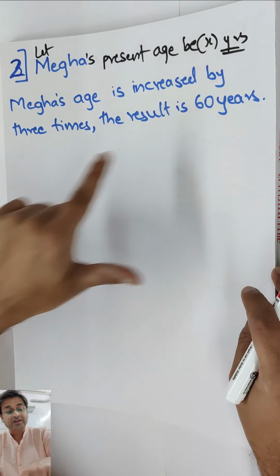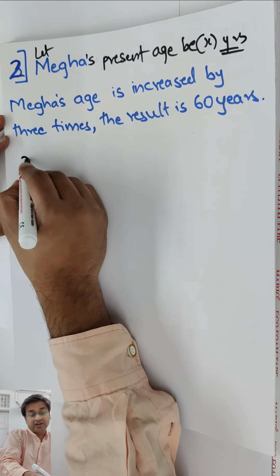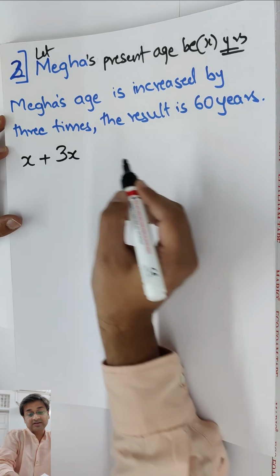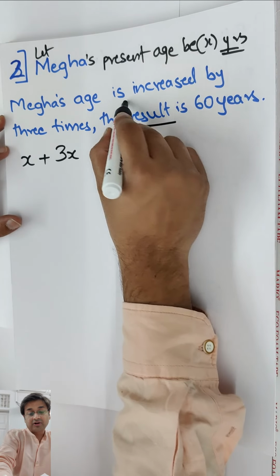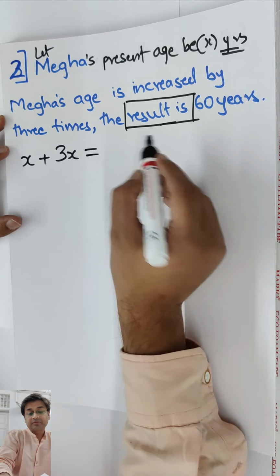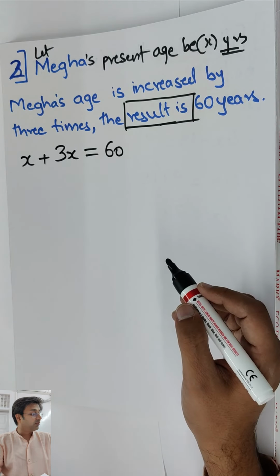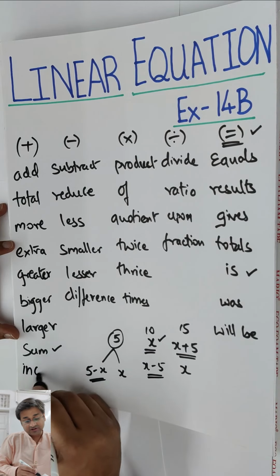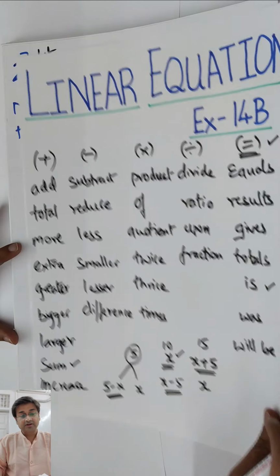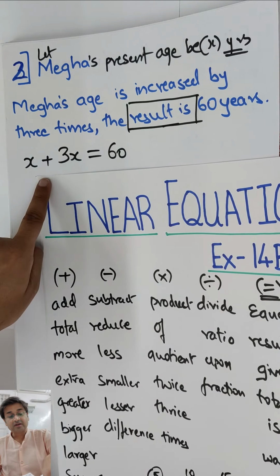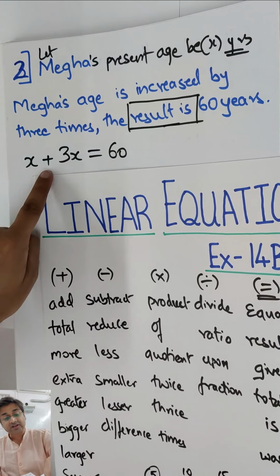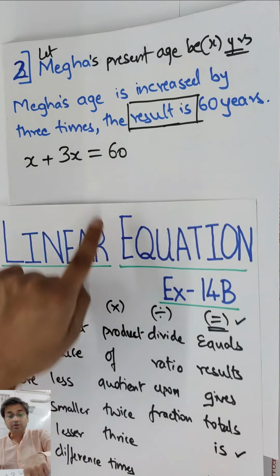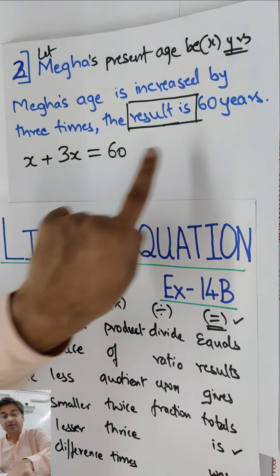So right now she is of x years. Now Megha's age is increased by 3 times. So right now the age is x. Increased means plus 3 times, so 3x. The result is, now here the word result is your separator, 60. So we can add one more new word in our dictionary for plus, that is increase. Just now we saw that here. Can you see increase? So increase 3 times. So Megha's present age increased by 3 times, so you have to add. Result is, so result was always an equal to. Result is, both are separators, 60.